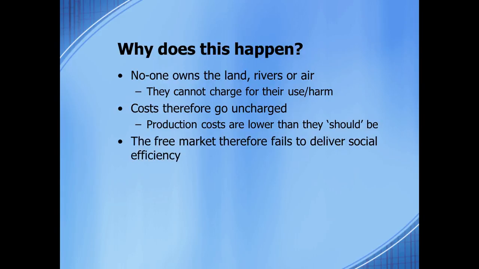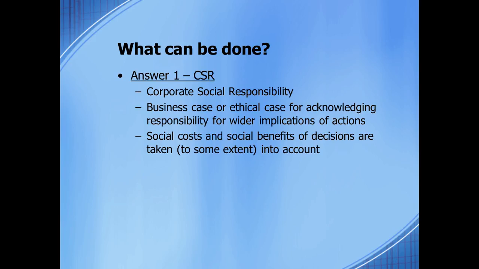The free market therefore fails to deliver social efficiency. It's not able to act alone, it's not able to change some of the additional costs. So this is an example of an externality, or the cost or benefit outside the social equation. And let's look now to see how it can be addressed. Well, there are three potential answers.